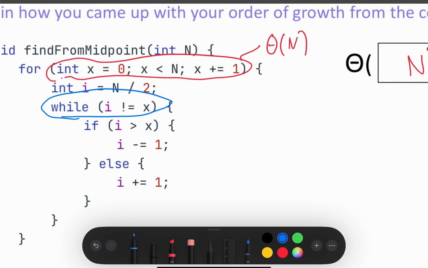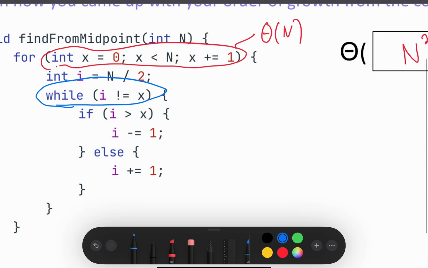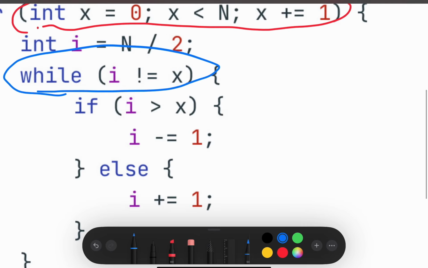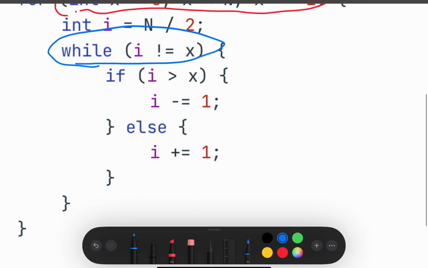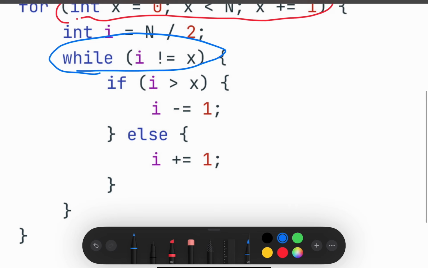The initial value of i is n divided by 2, and in each iteration, i can either increment or decrement. For example, if i is greater than x, it'll decrement by 1. If i is less than x, it'll increment by 1 until i is equivalent to x. So the number of iterations of the inner loop depends on the distance between i and x.